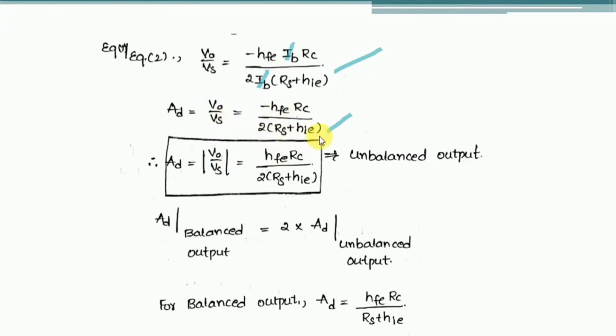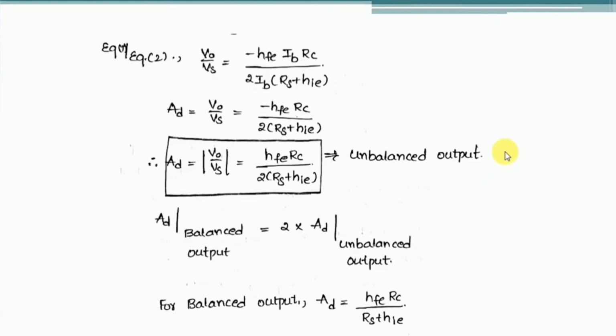We know that for these circuits the gain will always be positive, so we are considering only the magnitude. So AD is HFE into RC by 2 into Rs plus HIE. We are representing this as the differential mode gain for the unbalanced output. Why are we considering the differential mode gain for the unbalanced output? We are considering only the half circuit. So for the half circuit we have found the differential mode gain.